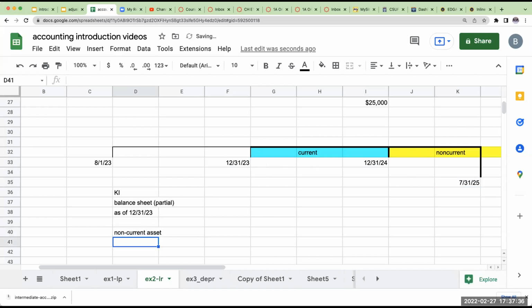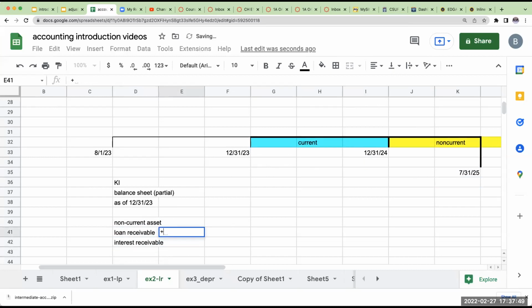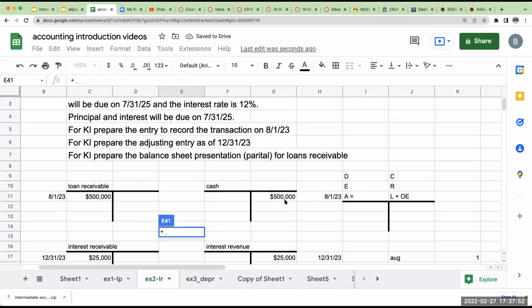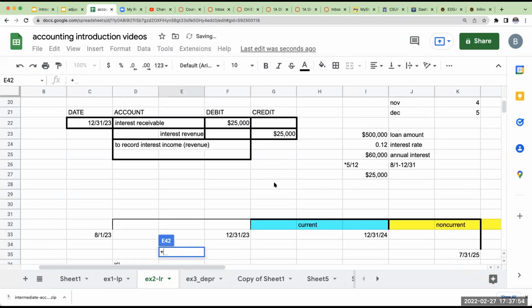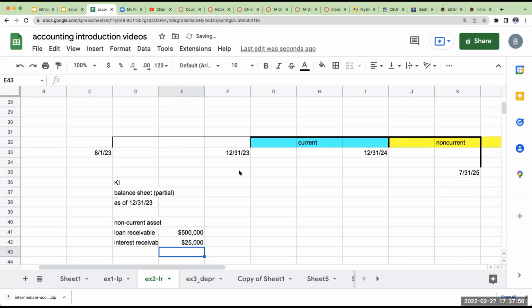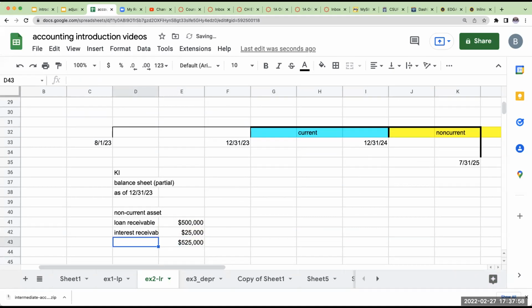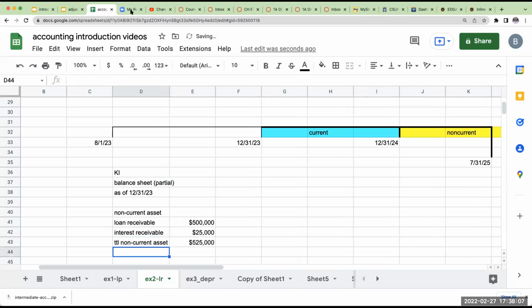Does it mean it's non-electrified? No, it means that the asset will be collected beyond a year from the balance sheet date. I'm going to have a loan receivable. I'm going to have interest receivable. My loan receivable amount is right over here at 500,000. My interest receivable for the 5 months is going to be 25. So over here, this is going to be 525. If I don't have anything else, my total non-current assets are going to be right over here at 525,000.